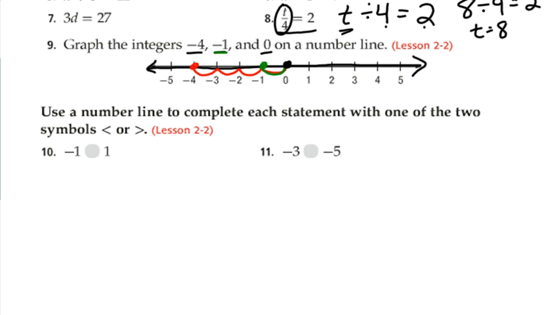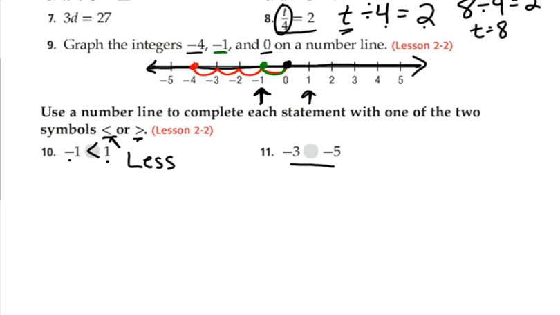Okay, use this number line to complete each statement with one of two symbols, either less than or greater than. Remember, less than, this symbol here kind of looks like an L, so we know it's less. All right, so -1, is it less than or greater than 1? Well, if we look at this number line, we see -1 is farther over to the left, so we know it's less than 1. So less than 1.